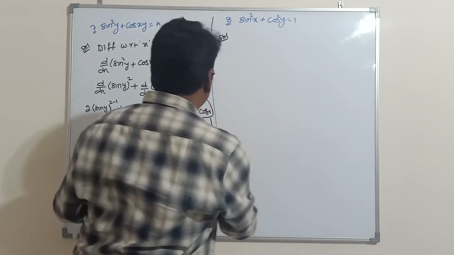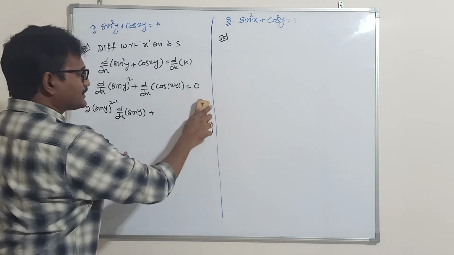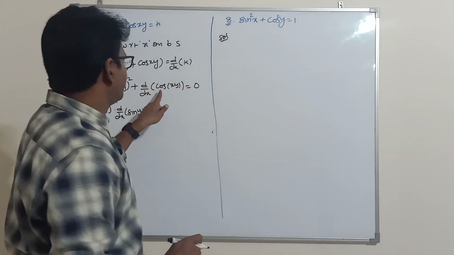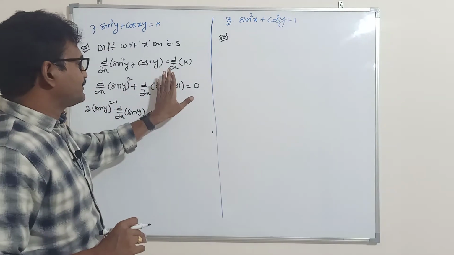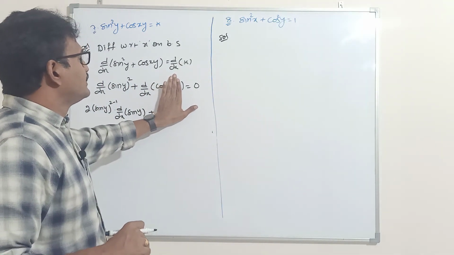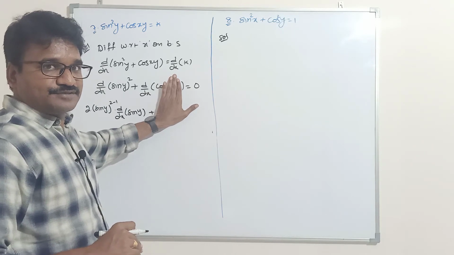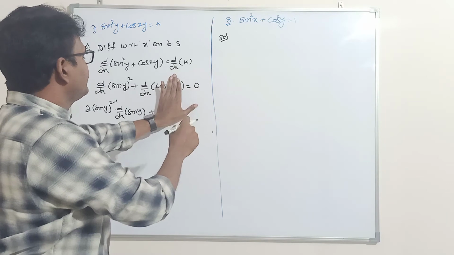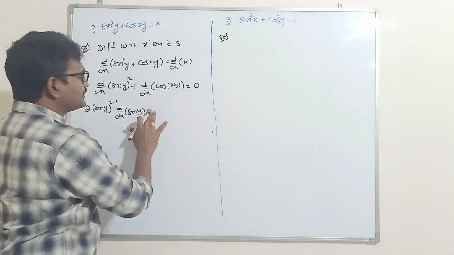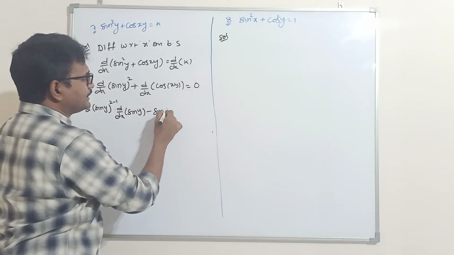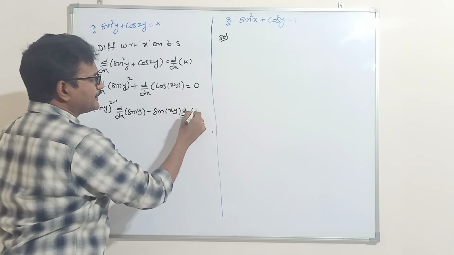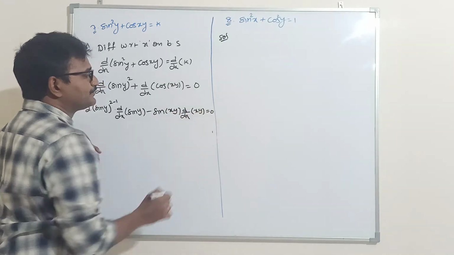How to find the derivative of cos of xy? We know the derivative of cos x is minus sin x, but this is not cos x, this is cos of xy. So close cos of xy and assume xy as x. So the derivative of cos x, we know, is minus sin x into d by dx of which part you closed? Find the derivative of that part.